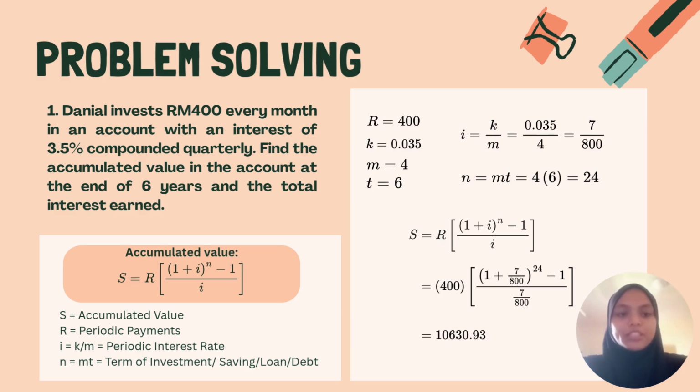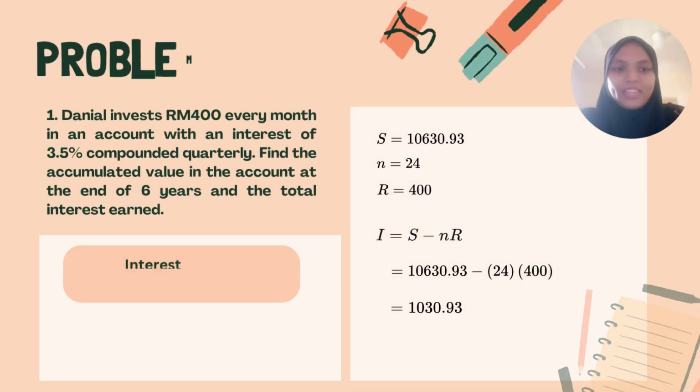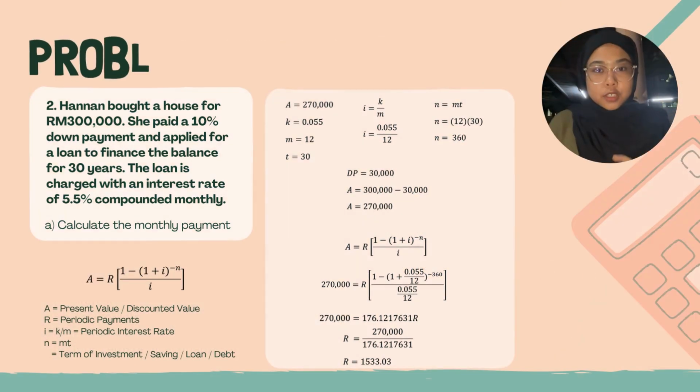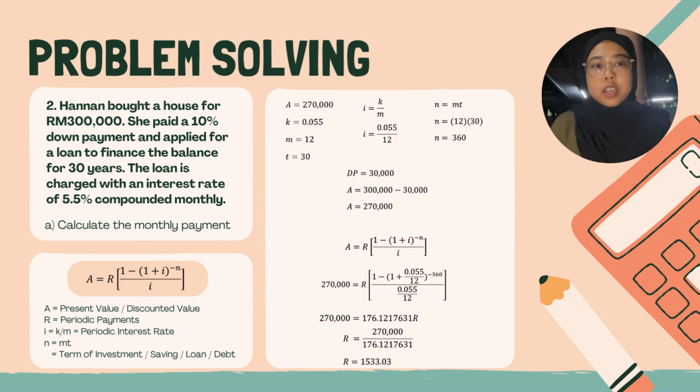Next, we substitute all the values we got into the formula of accumulated value as stated in the slide and calculate the value. So, the accumulated value in Daniel's account after 6 years is 10,630 ringgit and 93 cents. Now, to find the total interest earned, we substitute the values of S, N, and R that we got into the formula of interest earned stated in the slide. From the calculation, the total interest that Daniel earned is 1,030.93.